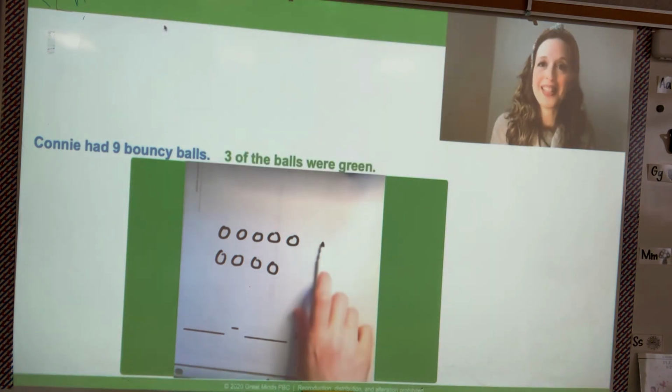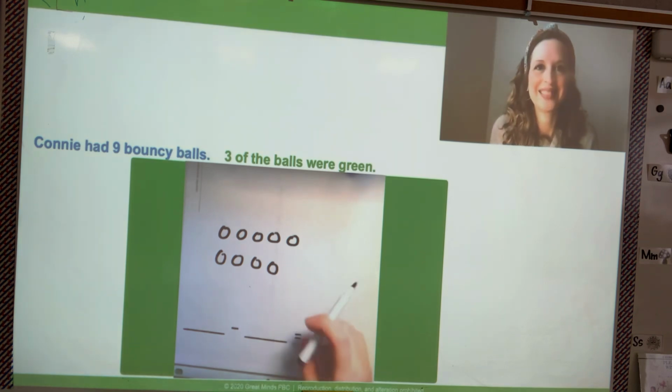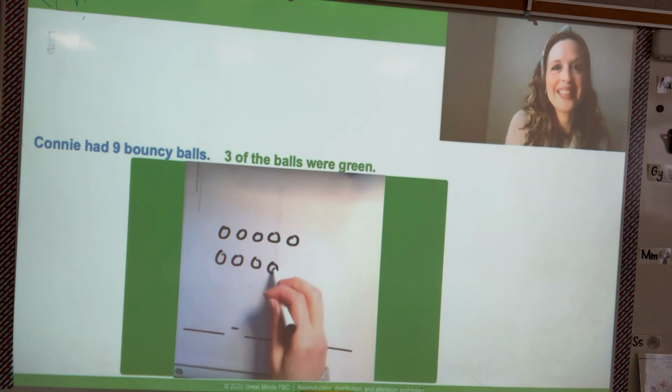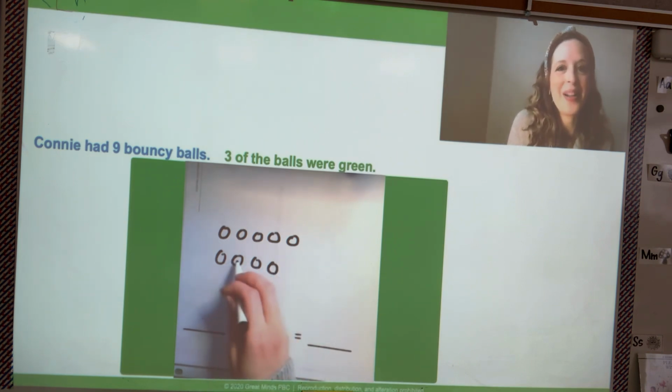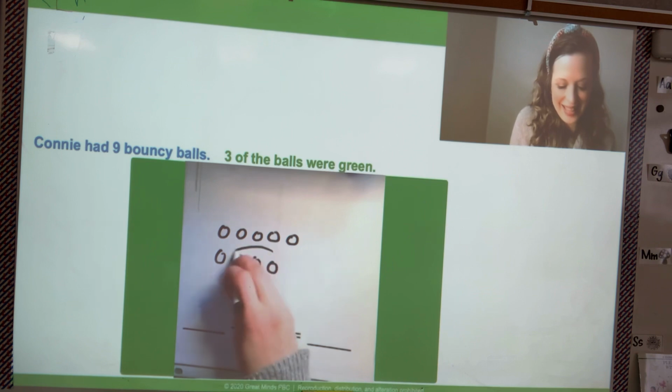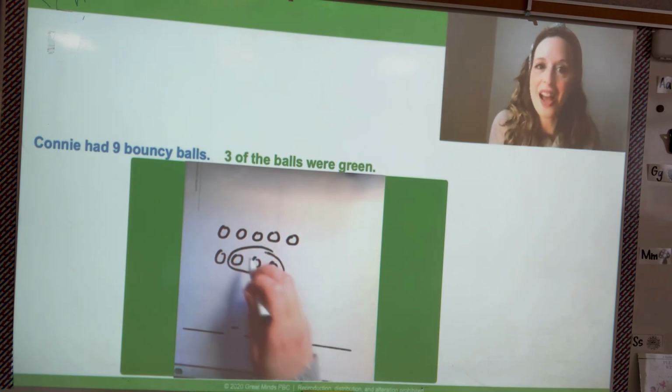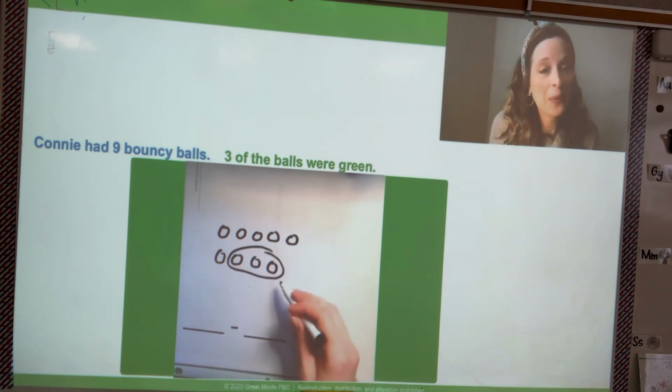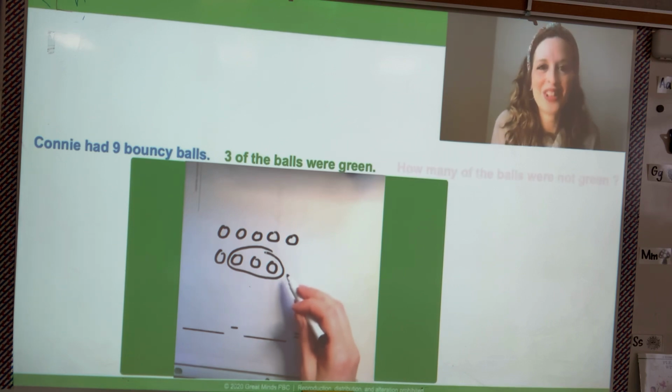3 of the balls were green. Is that something that we could show? Sure, we could show the 3 green balls by circling them. 1 ball, 2 balls, 3 balls. Let's circle 3 of Connie's balls. These are the 3 that I circled, but you could circle 3 other balls. Let's read the final chunk.